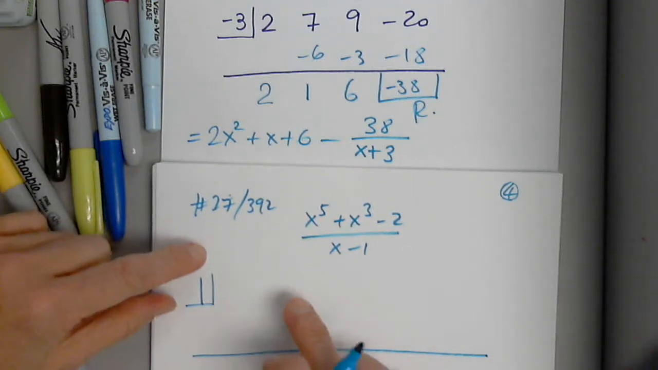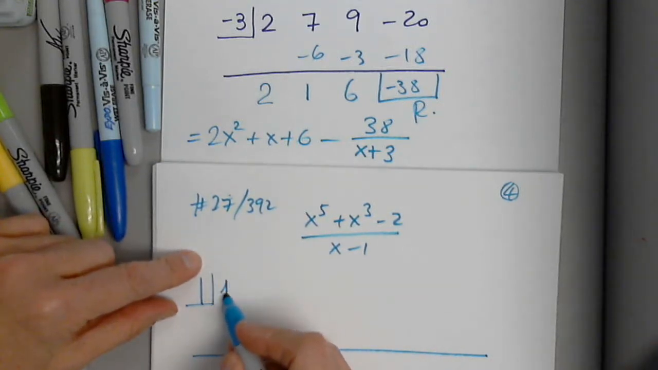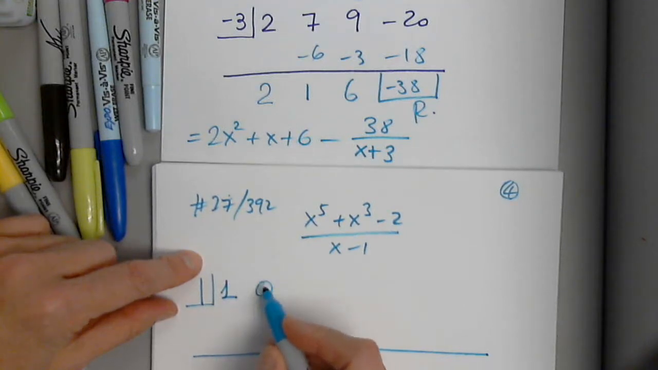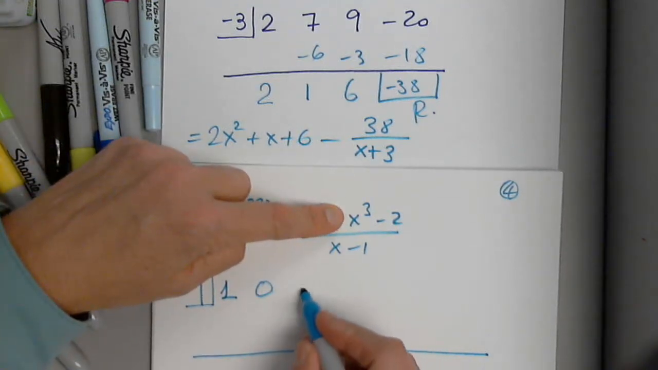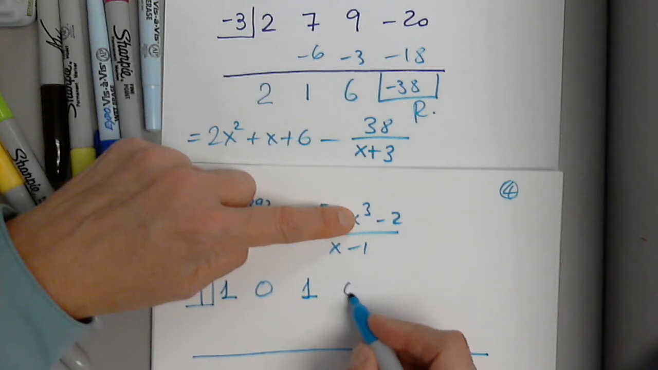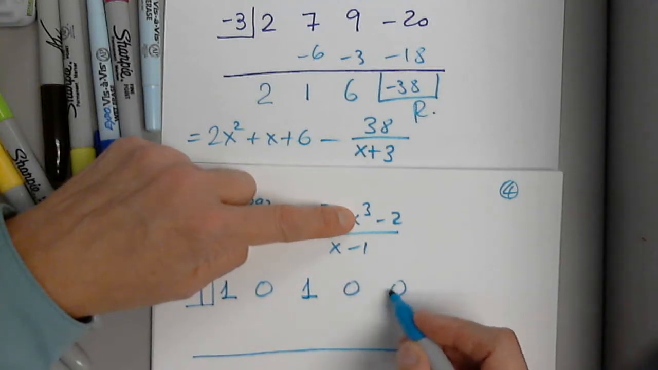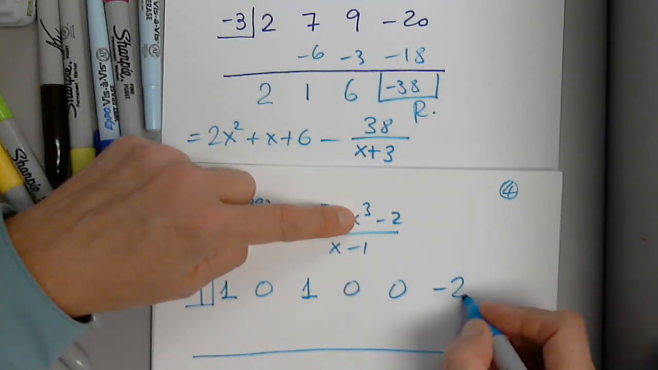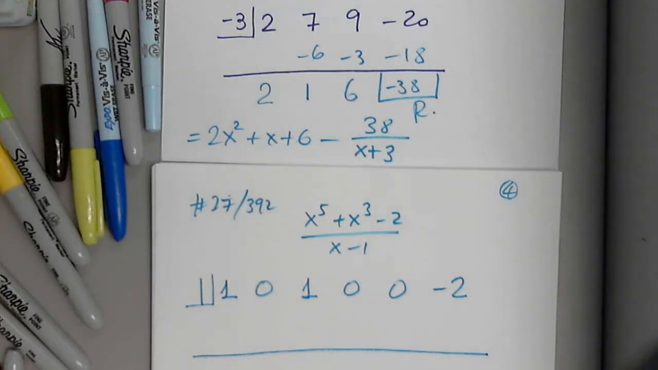So now please dictate the first coefficient. 1. The next coefficient. 0. Awesome. The next coefficient. 1. The next coefficient. 0. The next coefficient. 0. The last coefficient. That's it. Where are all these zeros coming from? Okay, degree 5, degree 4 is missing, degree 3, degree 2 is missing, degree 1 is missing, degree 0 is there. Better?